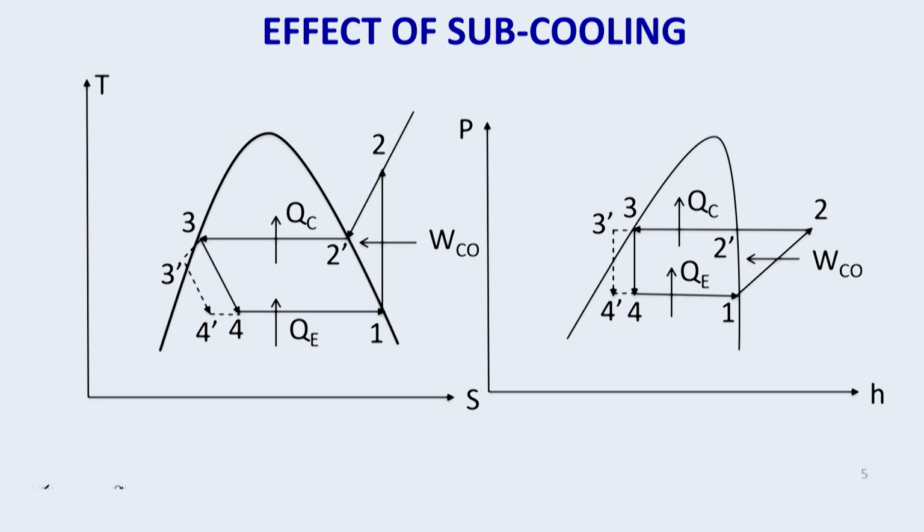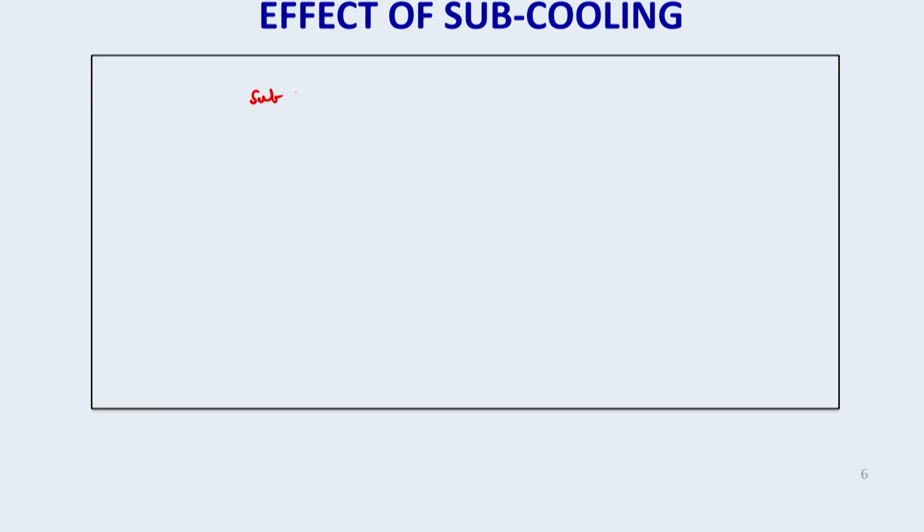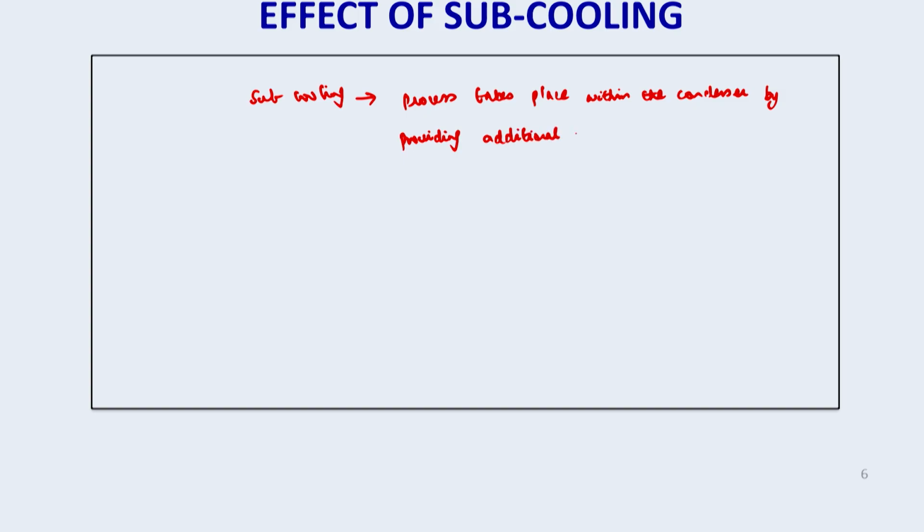Let me write subcooling. This process takes place within the condenser by providing additional surface area for heat transfer to take place.